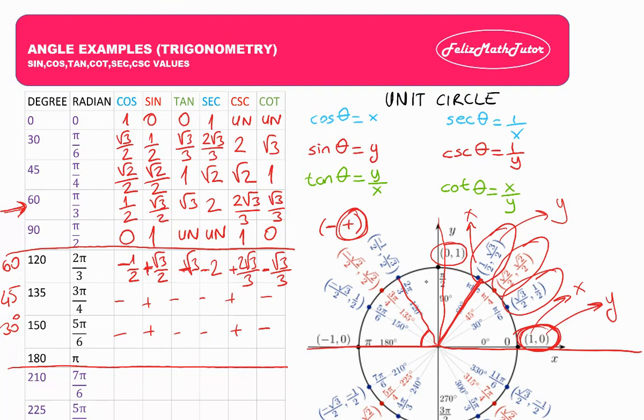Okay, and 180 degree, so I'm here. I have -1 for cosine and 0 for sine. So tangent will be dividing y value over x value. It will be 0. Secant will be -1, and cosecant will be 1 over 0, so undefined. Similarly, cotangent will be undefined. Okay.